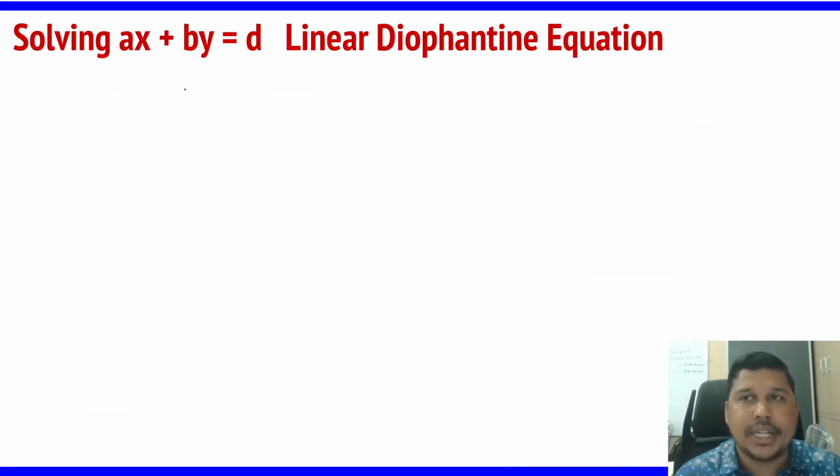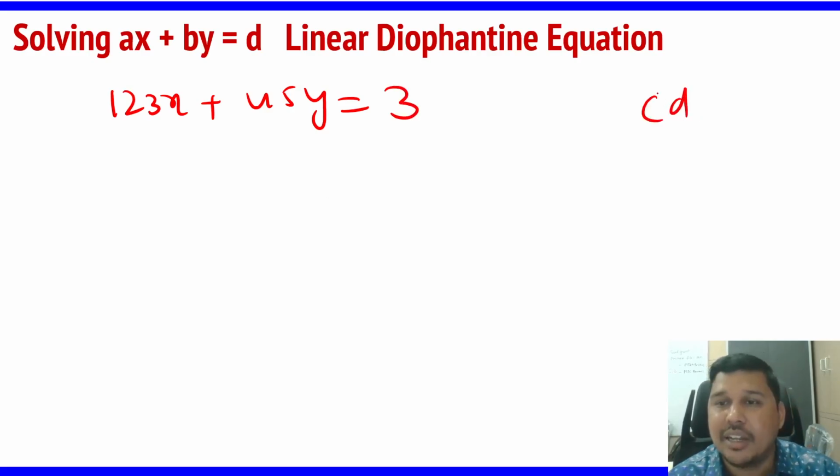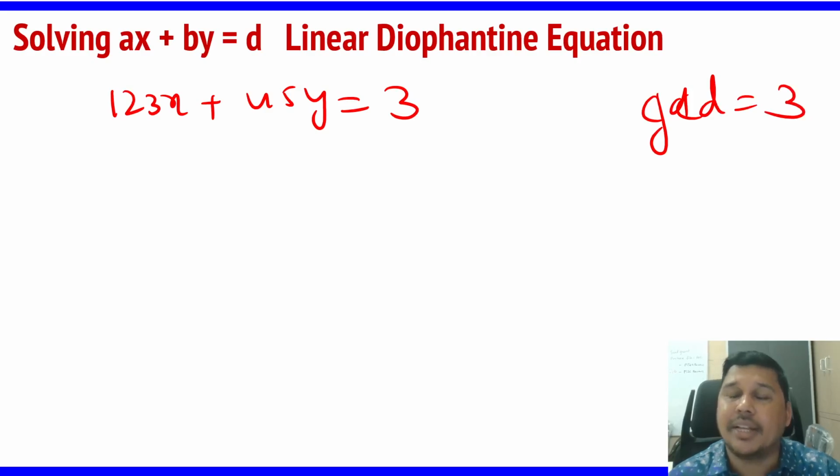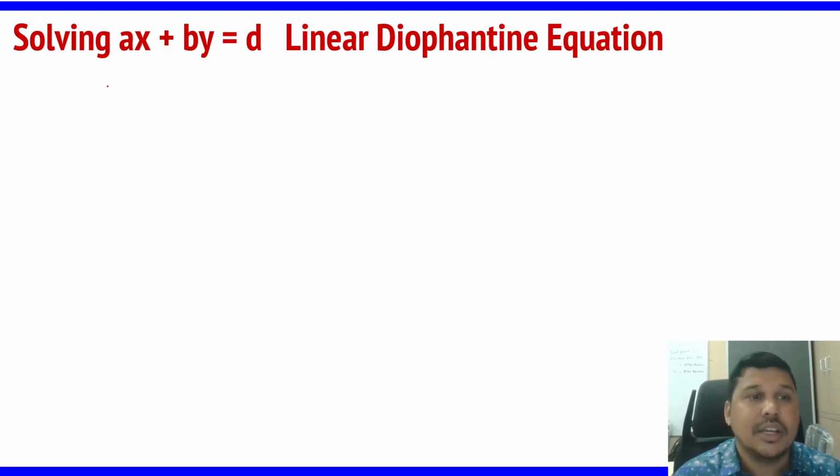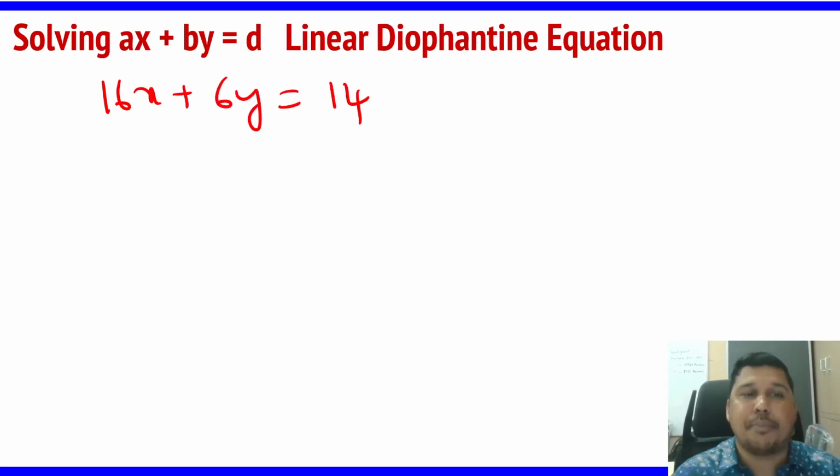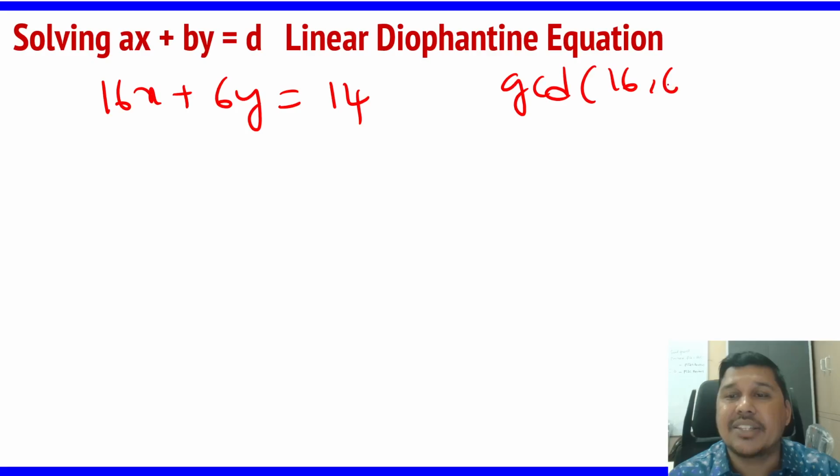One point I want to highlight here. I am always saying that given an equation 123x plus 45y is equal to 3, when you calculated GCD, the value was 3. But what if we have an equation which is not in the GCD form, like this? If I have 16x plus 6y is equal to 14, for example. Now you calculate GCD of 16 and 6.